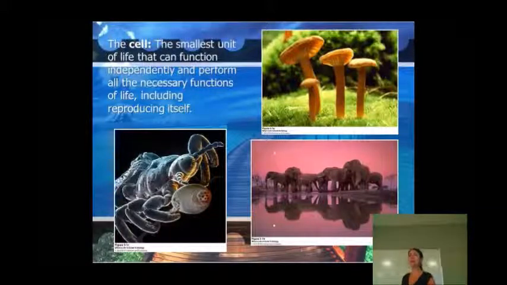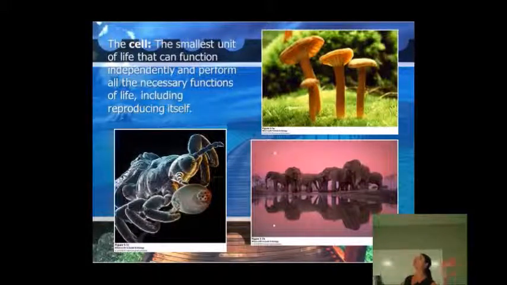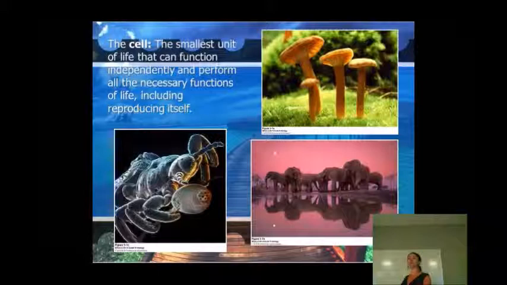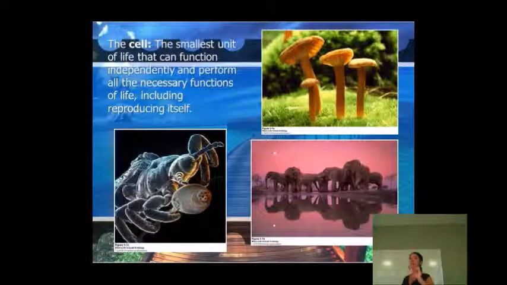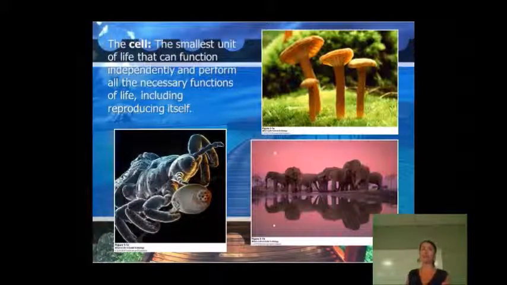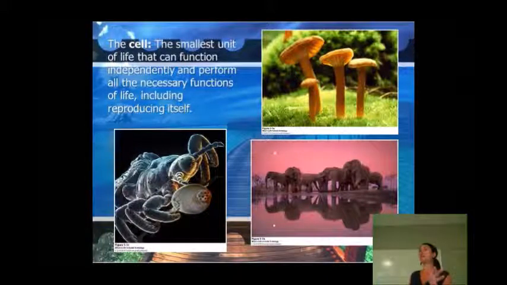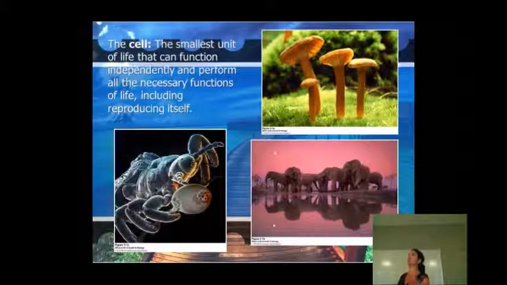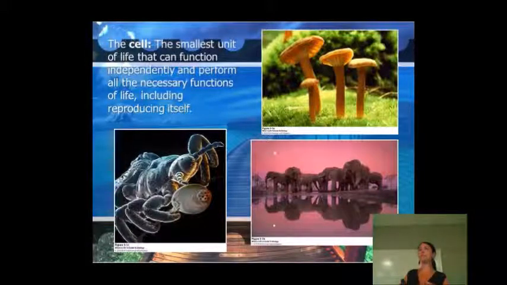So think about how fascinating that is: every living thing out there, and here we're just talking about eukaryotic cells, so not bacteria, is made of this common denominator, which is a cell. It's really amazing that this smallest unit of life can function independently, because cells live on their own, and they can perform these necessary functions of life, including reproducing itself, so that they have reproduced into so many different structures.